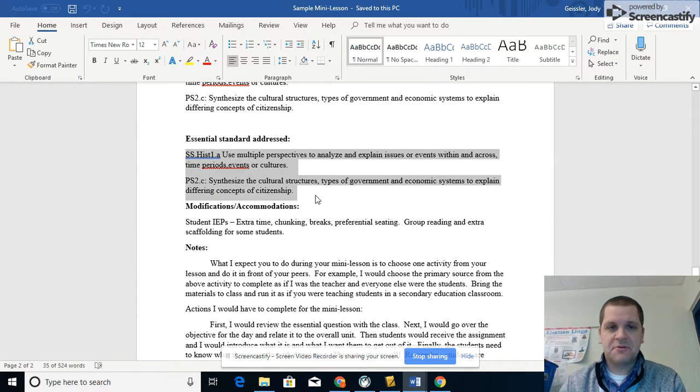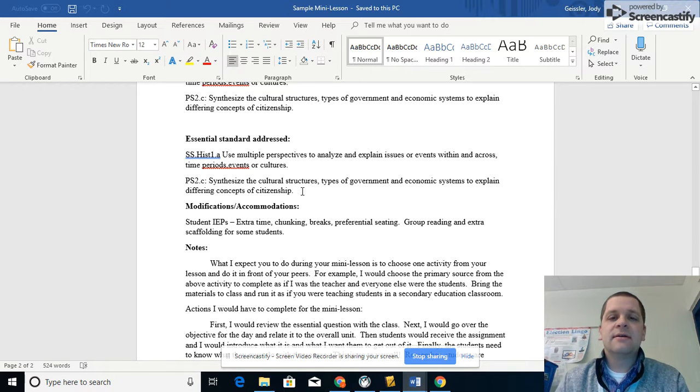So that is looking at different perspectives to explain issues, time periods, and events in other cultures, and then synthesizing cultural structures, types of government, and economic systems to explain differing concepts of citizenship. So we looked at what happens when governments change, basically like a revolution, which I think we'll call that next year the revolution unit. But for the purpose of this, that's what I'm working towards: those two essentials, and we'll look at how to break down a standard later on. For now, just make sure that your lesson supports the essentials in some way.